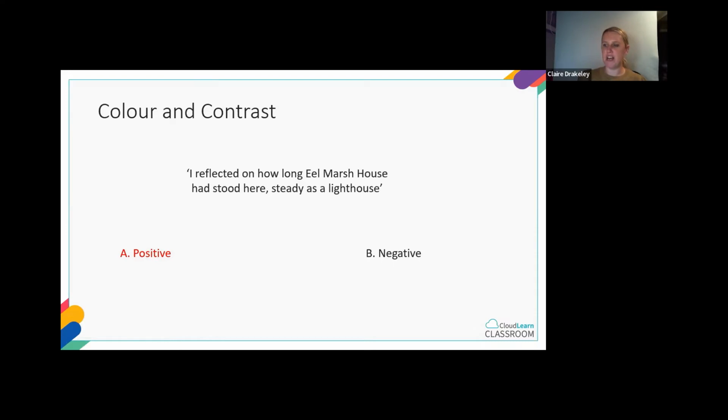So Eel Marsh House stood here as steady as a lighthouse. Steady is a good thing. A lighthouse is a good thing, you know. There's a storm battling on outside, but you're in a lighthouse which has weathered millions of storms and you're going to be okay. So yeah, well done. That little tiny sentence gives us a lot of information, doesn't it? And the fact that the reader feels very positive in this lighthouse-like place.